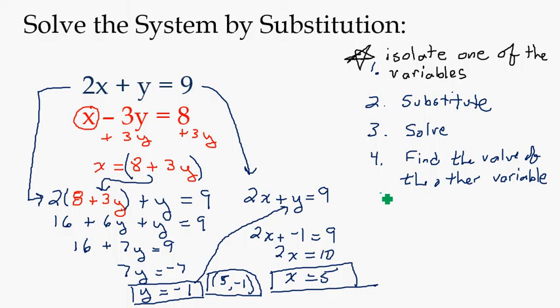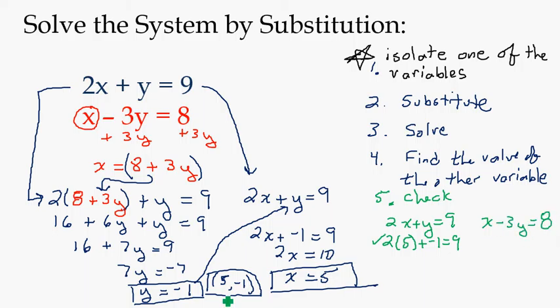I'll call step 5 check. 2x plus y equals 9. That's my first equation. Let's make sure our solution works here. So 2 times x, which is 5, plus y, which is negative 1. Does that equal 9? That's 10 plus negative 1. That equals 9. Excellent.